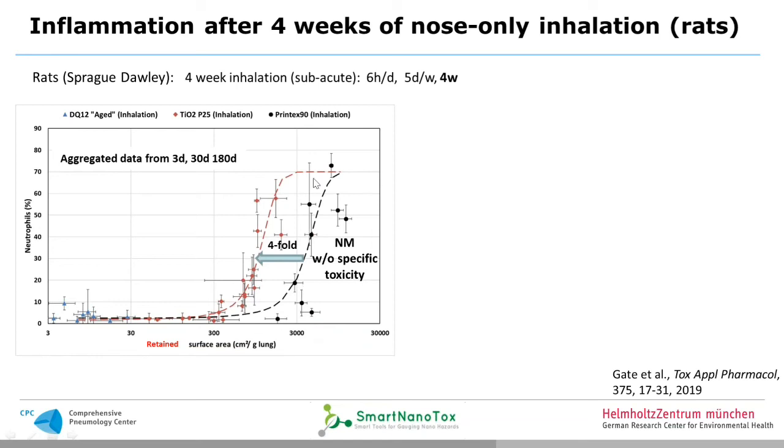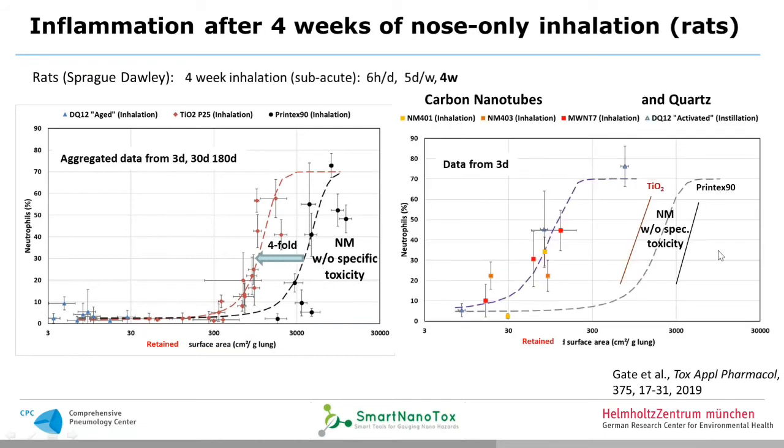And here you see again, black is Printex 90 and titanium dioxide, P25. They are relatively close together, factor 4, as I said. I consider this still one tox class. And now here's my without specific toxicity tox class. And over here we have the high responders. And these are again NM401, Mitsui carbon nanotubes, and to some degree also NM403, which is really like a short and thin carbon nanotube. And if you look at the hazard factor, yeah, it's about 80.